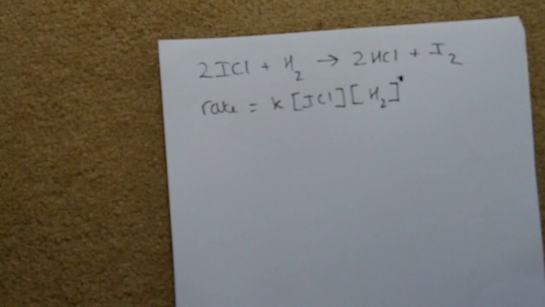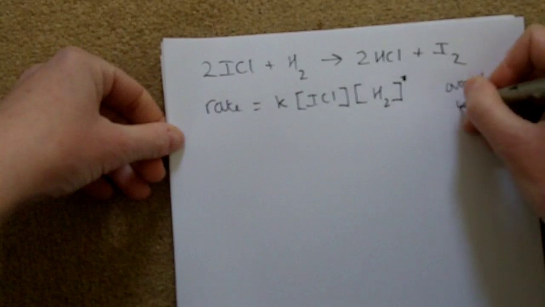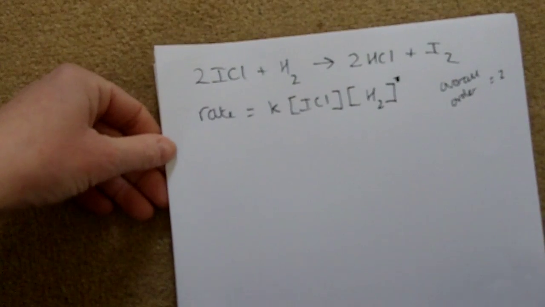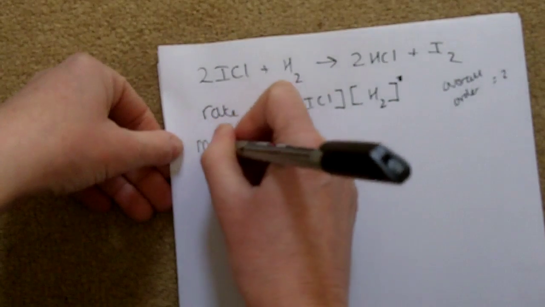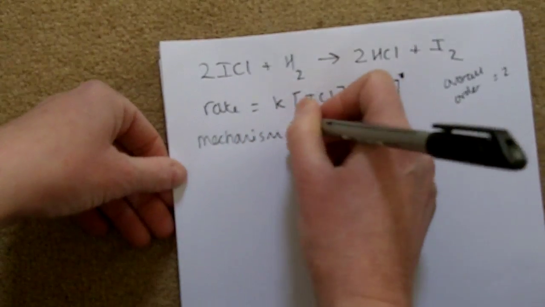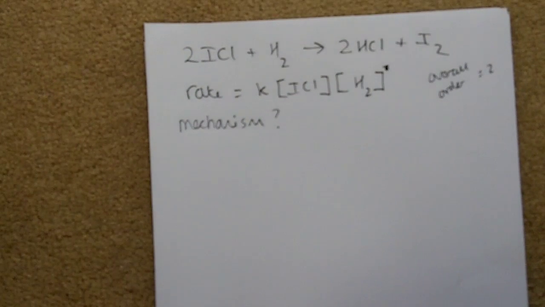Okay, so it's called the overall order. So the overall order is second order, not the total order. It's called the overall order is second order. Okay, and the question says, suggest a mechanism for this reaction. Right, so because most reactions happen in more than one step. Very few reactions happen in one step.